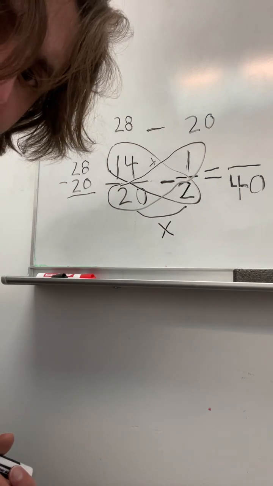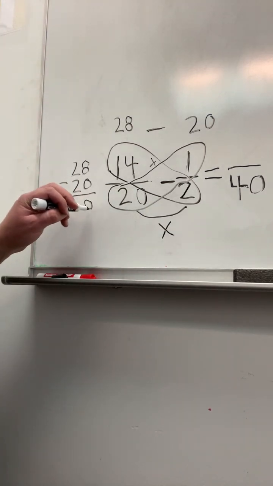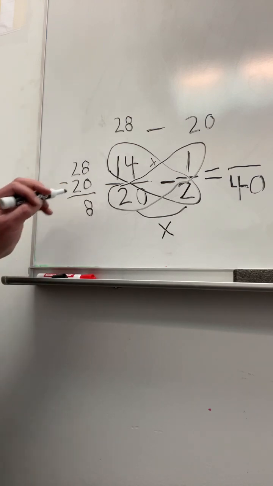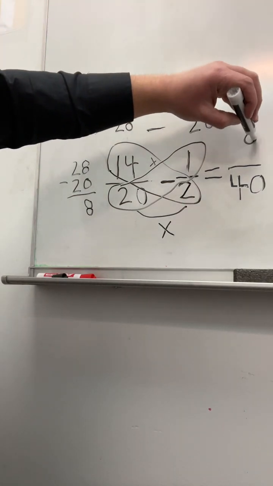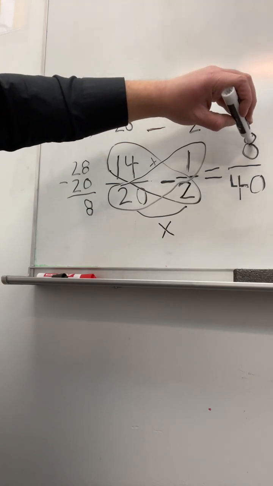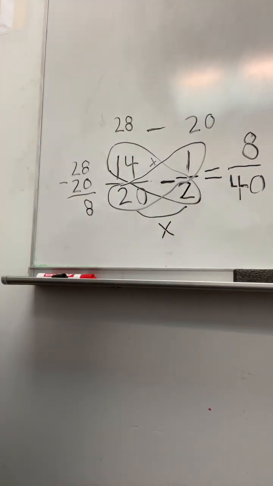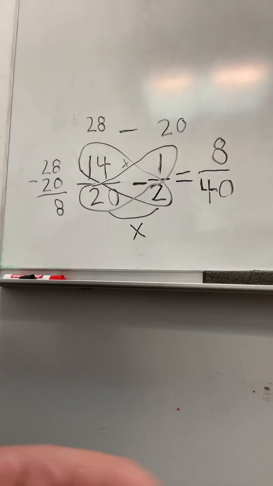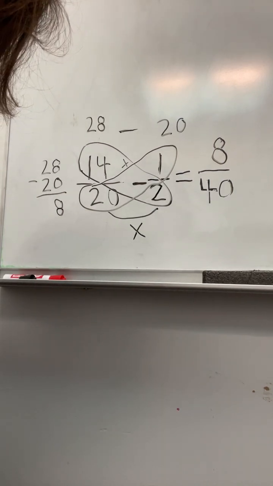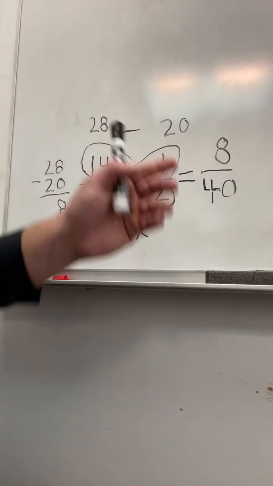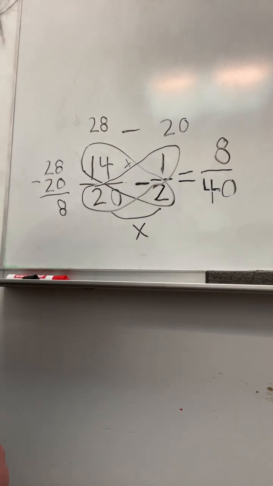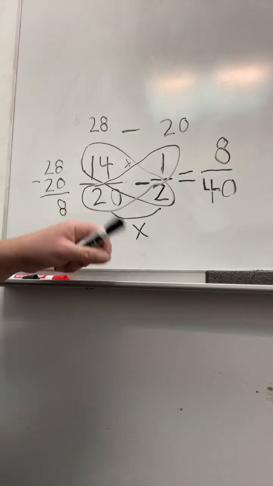28 minus 20. So 8 minus 0 is 8. 2 minus 2 equals 0. We could put a 0 in front of the 8, but we don't have to. So we have our answer here. 14/20 minus 1/2 equals 8/40. Now 8/40, our answer here, is not in lowest terms, but again, I'm going to save putting this fraction in lowest terms for my next video.